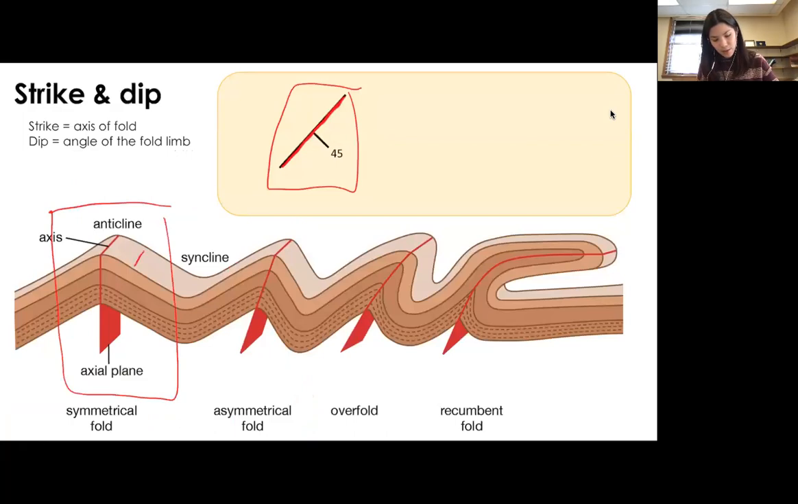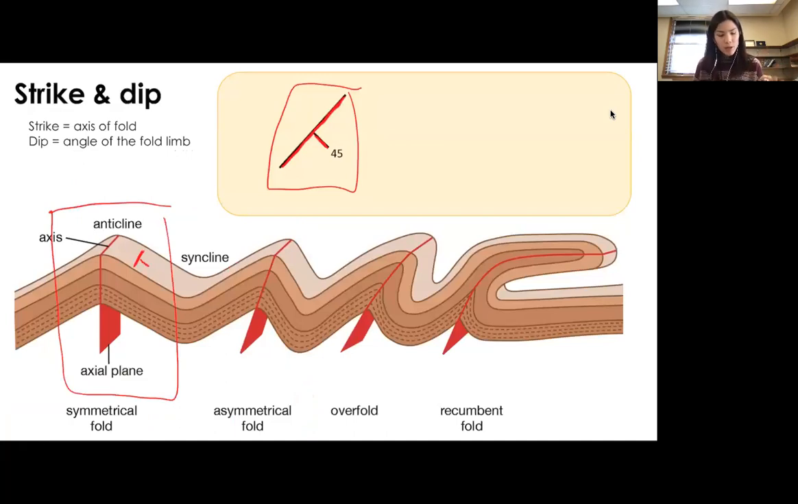So for instance, if you were looking on the side of this symmetrical fold here, the rock layers are running this way. That allows you to keep at the same elevation across that rock layer. The dip is how steeply that rock layer is tilted. The dip angle is the angle of steepest descent.